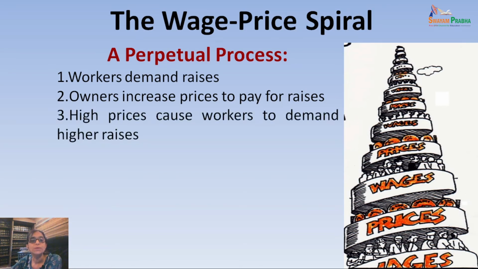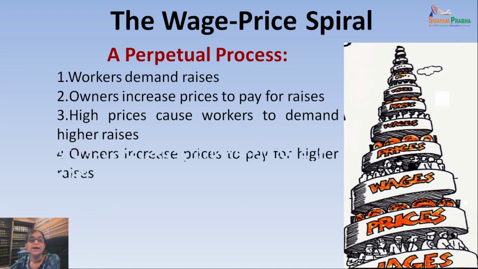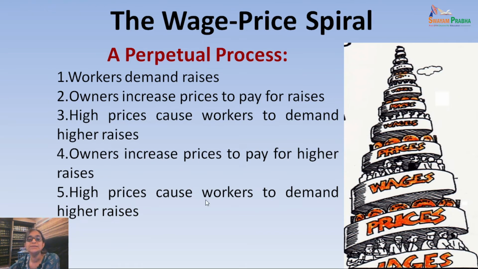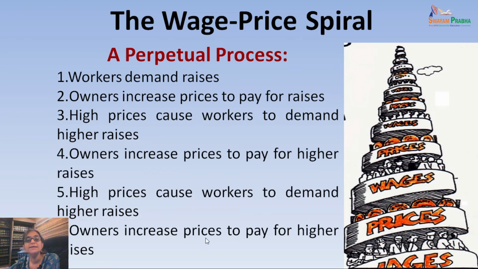High prices cause workers to demand a still higher raise, because now workers go into the market and see that the overall average price level in the economy has increased. So they again go back and ask for greater raises. With higher raises, again owners increase the price and pay for the higher raises. Again, high prices cause workers to demand higher raises, and owners again increase prices. This means that this is going like a spiral. The wages and the prices are going up together.